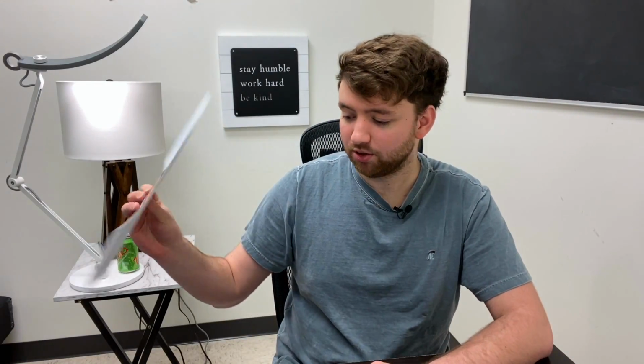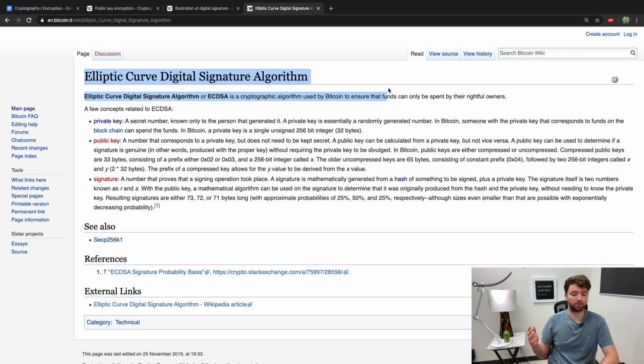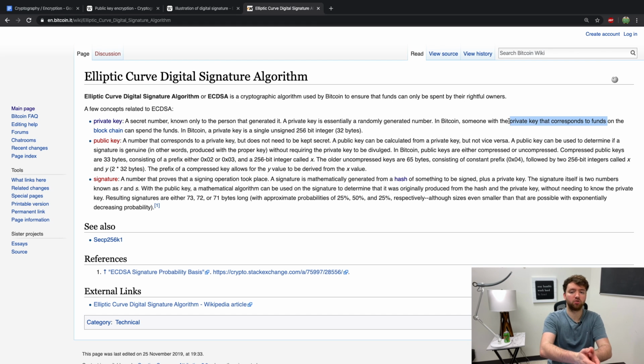So with Bitcoin, here's what's going to happen. We're going to use a signature algorithm called Elliptic Curve Digital Signature Algorithm, or ECDSA. And we talked about this a little bit in the previous episode when we talked about elliptic curves used for public key cryptography. And when you have a private key that corresponds to funds on the Bitcoin blockchain, you basically have permission to spend that money. With the public key, a mathematical algorithm can be used on the signature to determine that it was originally produced from the hash and the private key. So in other words, it's just saying that the public key can be used to make sure the person spending the money has access to the private key.